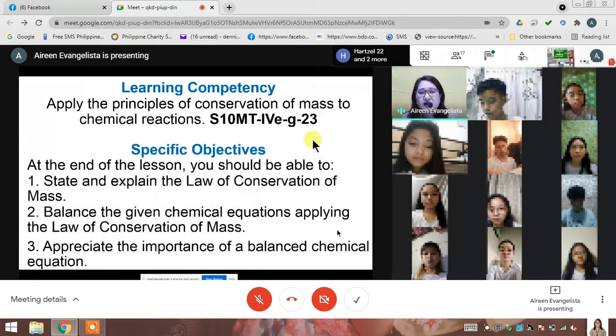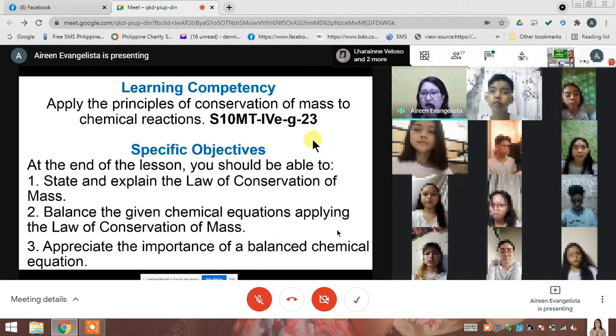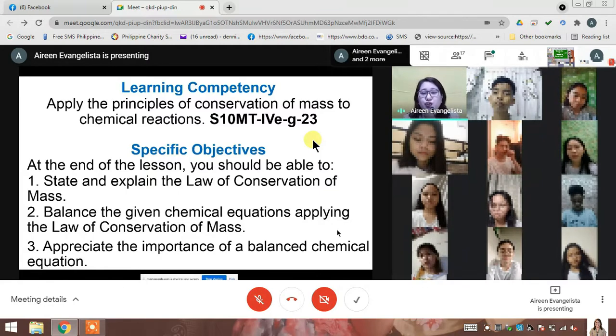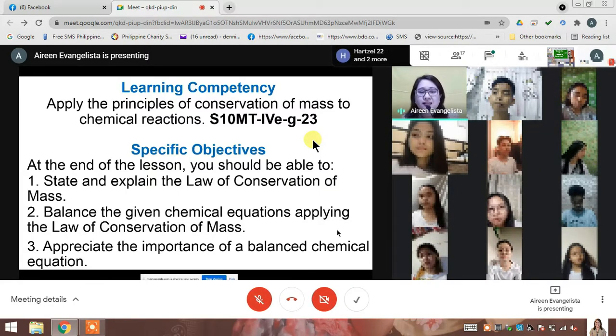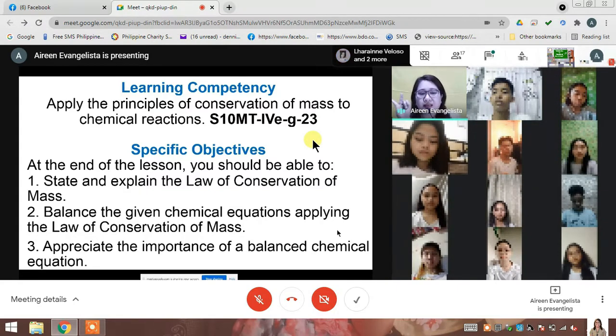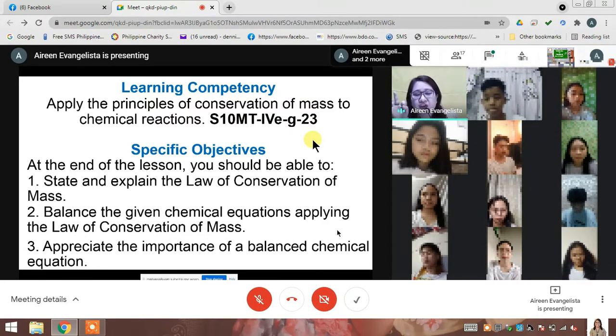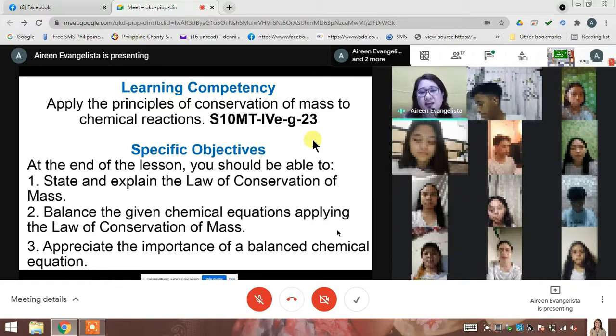Our learning competency for today is to apply the principles of conservation of mass to chemical reactions. The specific objectives: at the end of the lesson, you should be able to, first, state and explain the law of conservation of mass; second, balance the given chemical equation, applying the law of conservation of mass; and third, appreciate the importance of balanced chemical equation.